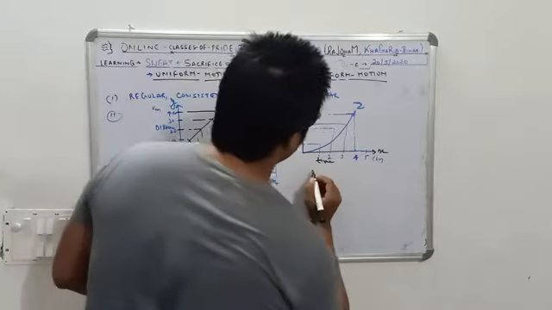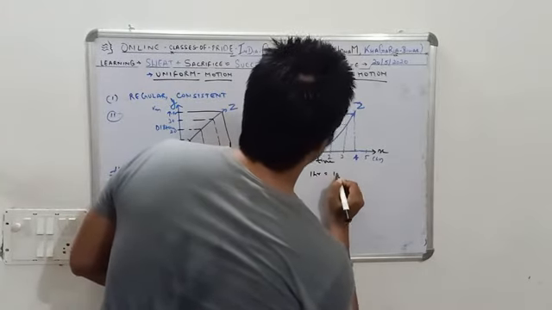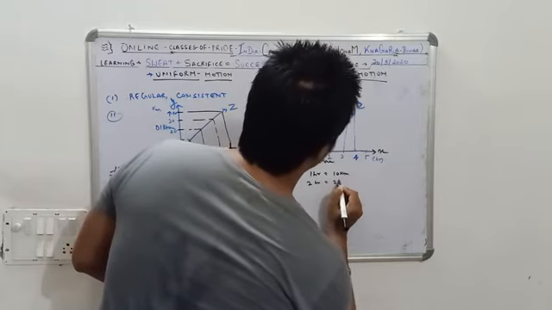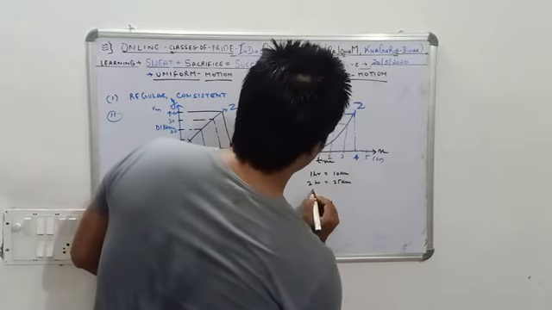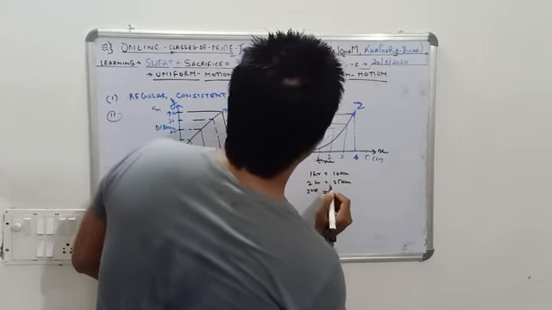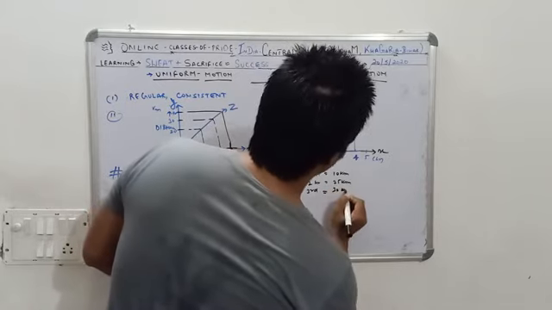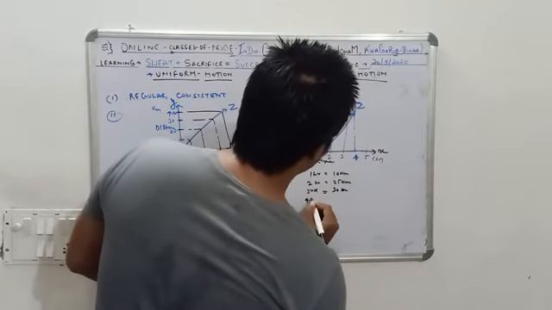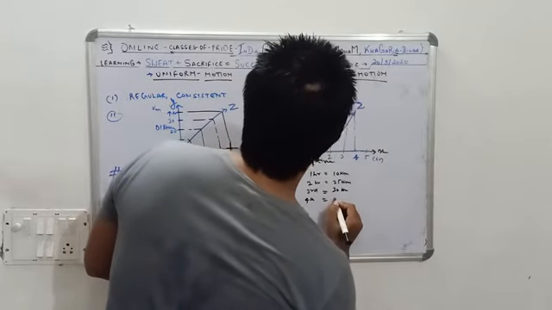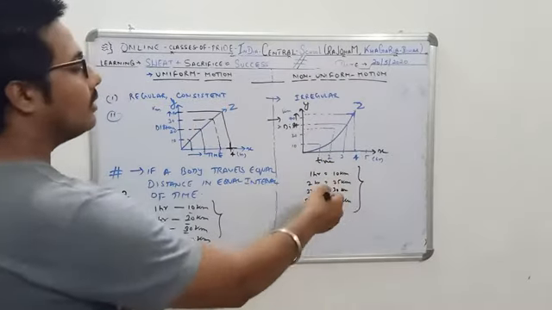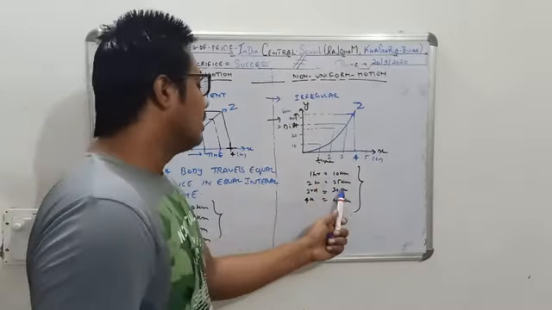So what do we see here? In the first hour it has travelled a distance of 10 kilometers. In the second hour it travels a distance of 25 kilometers. In the third hour it travels a distance of say 30 kilometers. And in the fourth hour it travels a distance of 45 kilometers. So what's happening here? It's an uneven distribution of the distances with respect to time.